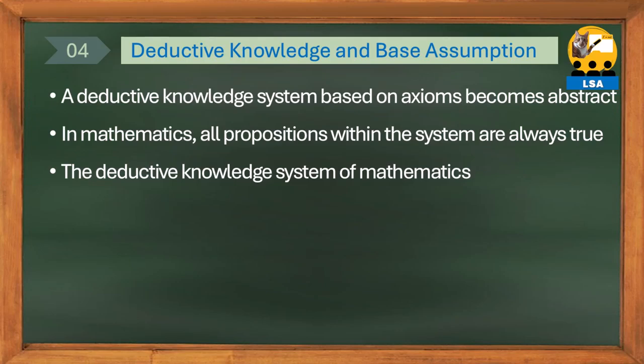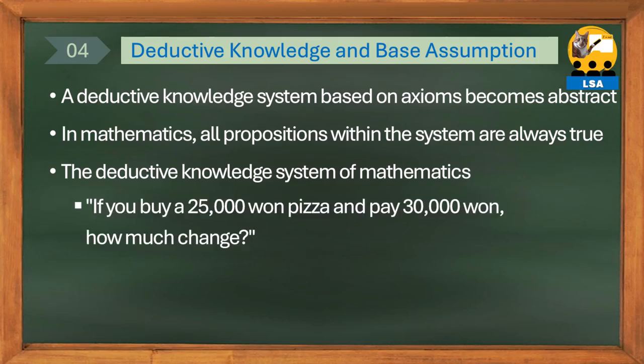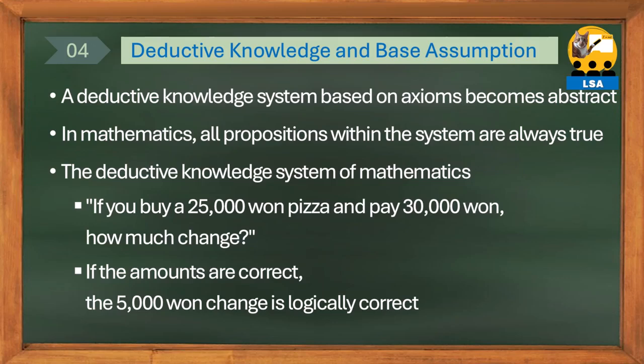Because mathematics has an always true deductive knowledge system, we easily answer 5,000 to the following question. If you order a 25,000 won pizza and pay 30,000 won, how much change should you get? If the pizza price of 25,000 and the paid 30,000 are correct, by performing a subtraction operation, the 5,000 change is logically correct too. Do you understand?